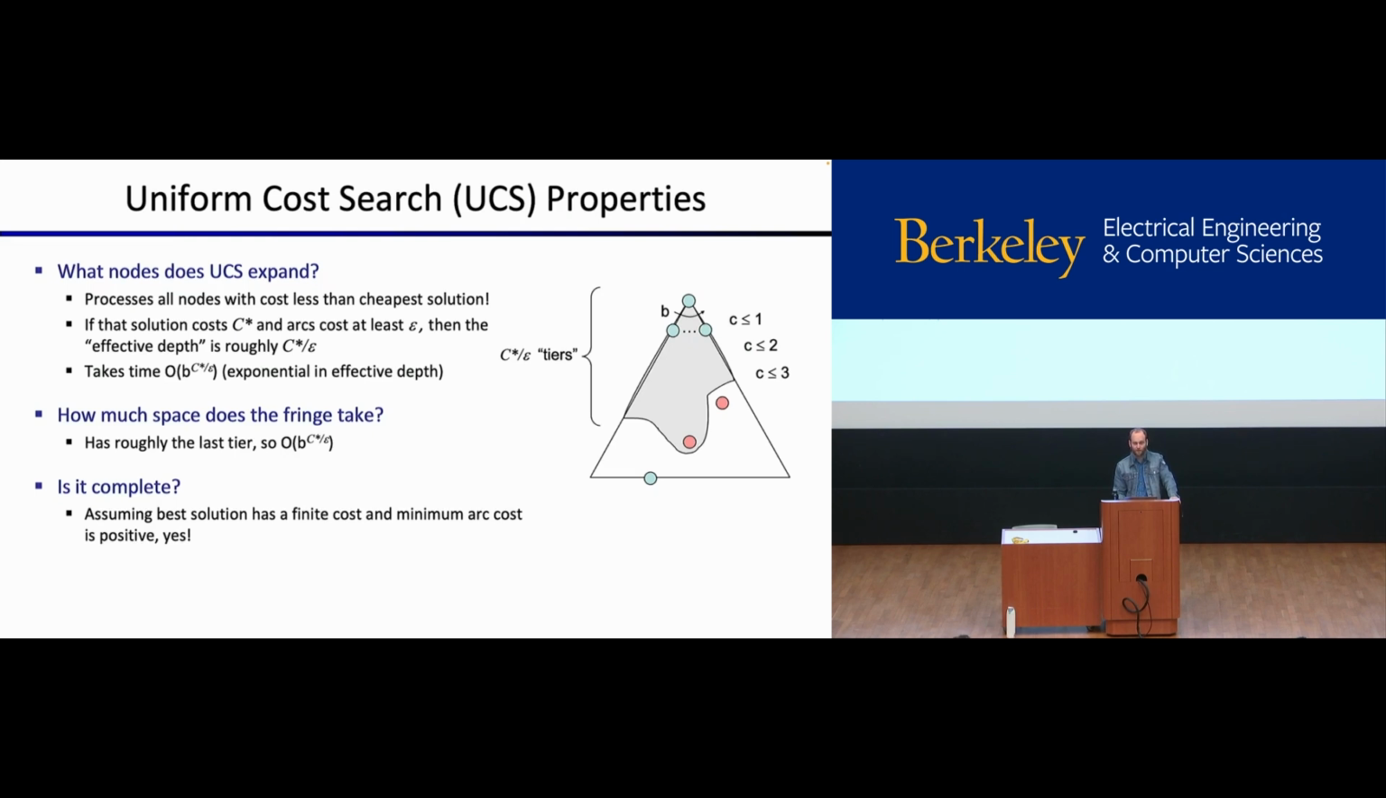Assuming there is a minimum arc cost. I mean, if you had actions with costs that were like a half, then a quarter, then an eighth, then a 16th, you could be expanding that forever. But if all of the actions have cost that is bounded below by a positive constant, then you will eventually terminate. Is it optimal? Will this give you the lowest cost solution?